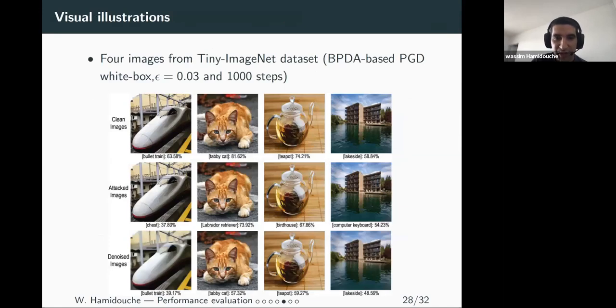So here we see some visual illustration of our defense technique. Here we have the clean images in the first row. In the second row, we have the attacked images, for which we added attacks, and they are adversarial examples. And in the third row, we have the denoised images. We can see that the denoising can generate some blurriness for some images, but the quality still remains good. This also explains why we get a high accuracy even after the denoising process, and this is mainly related to performing adaptive denoising.